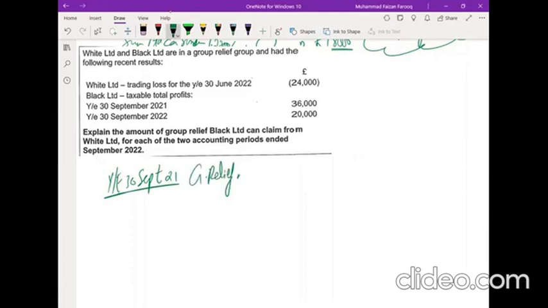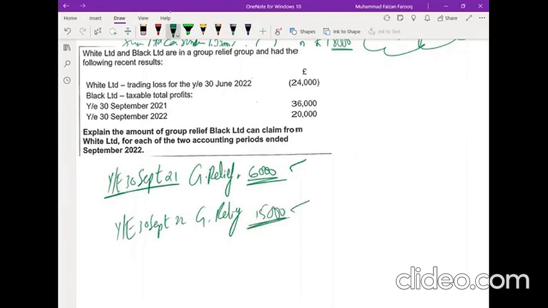For the first year, it's 6,000. Very good. What about the second year? 15,000. Okay, 15 and 18 was the answer, and the lower is 15. So that's it for black and white. Very good, you did it correctly. That is known as group relief.